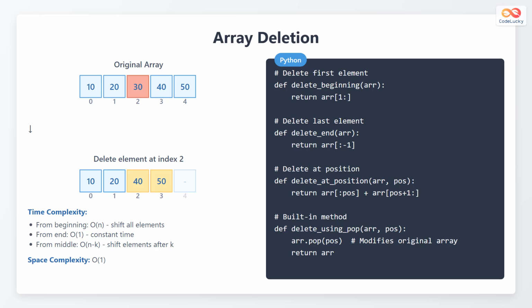Time complexity from the beginning is O(n) as we shift all elements. From the end it is O(1), which is constant time. From the middle it is O(n - k), where k is the index from which we delete the element, because we shift elements after k. Space complexity is O(1).